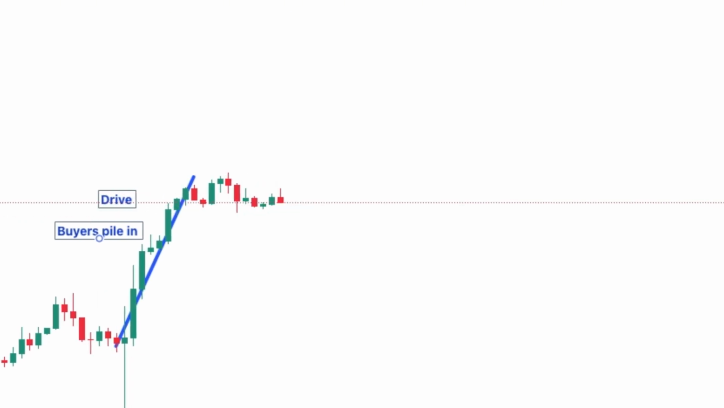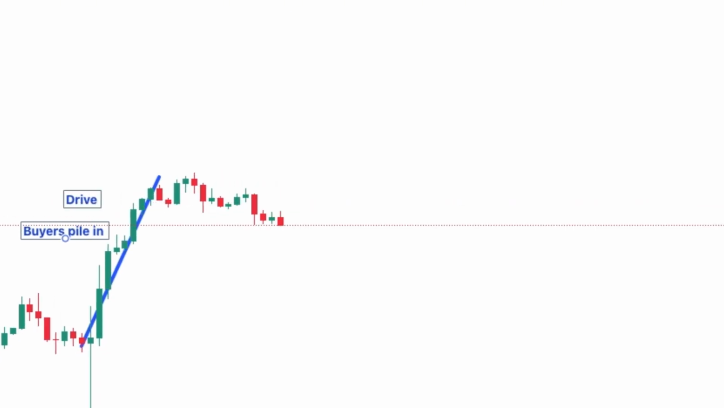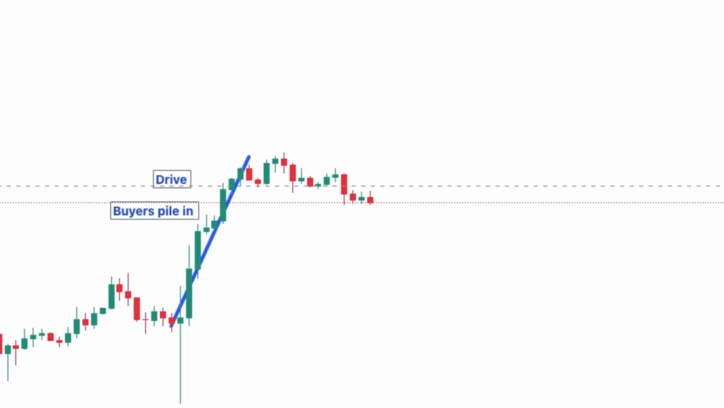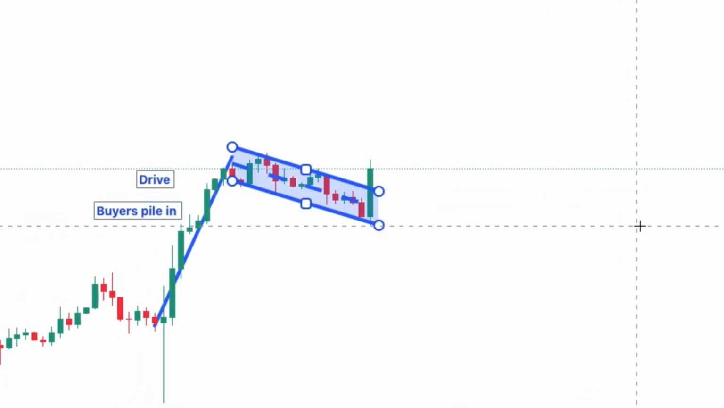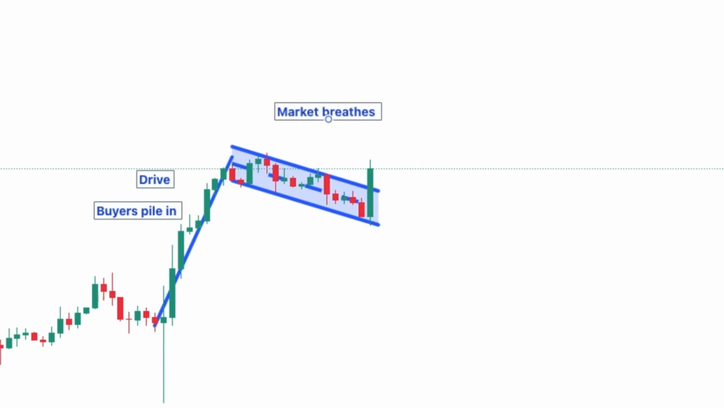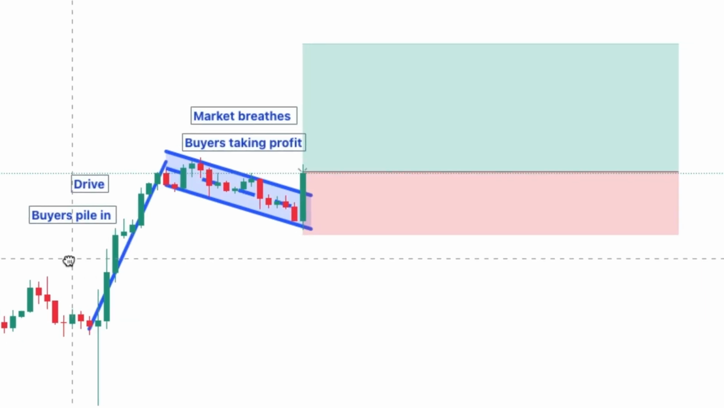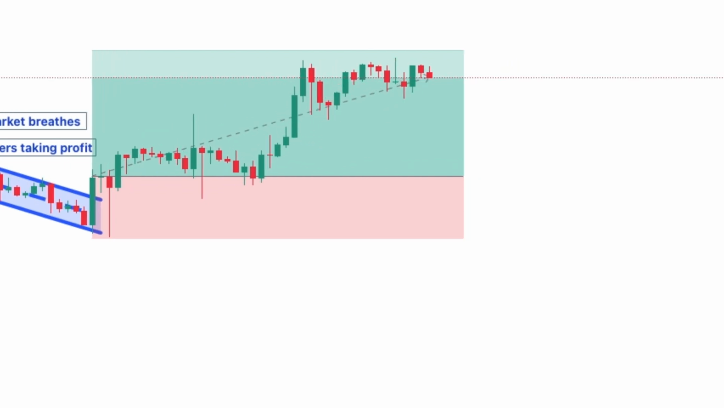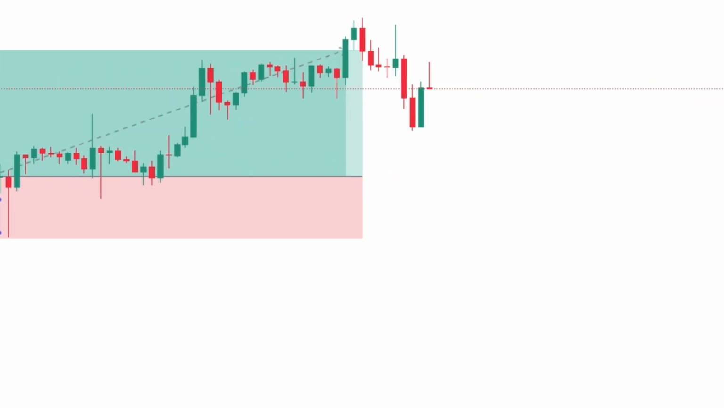Now, the structure of a flag is very simple, but it's very powerful as well. So first, we identify a strong, clean upward move, and this signals that the buyers are in control. Next, we wait for the price to consolidate into that recognizable flag shape. Now, this is where the market is taking a breath, or where traders may be taking profits before the trend moves higher in the same direction. And once the price breaks above the high of the flag, that's when we enter the trade. And we wait for it basically to continue in the direction of that move.